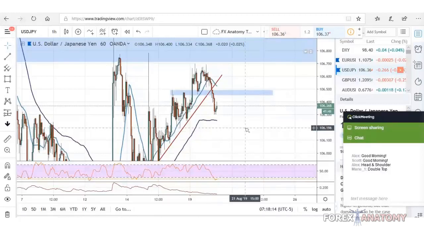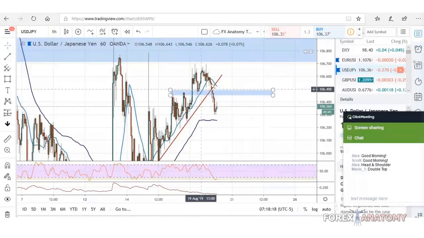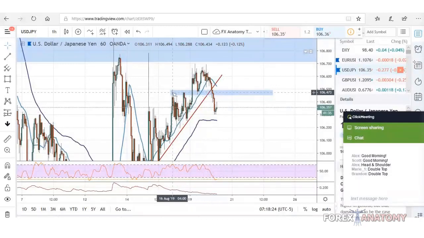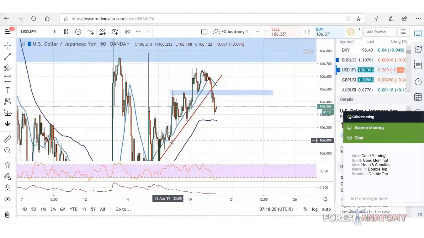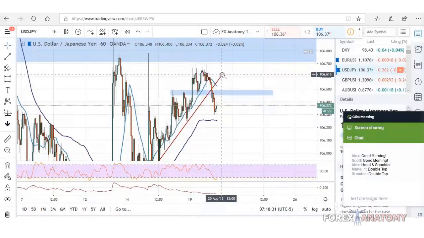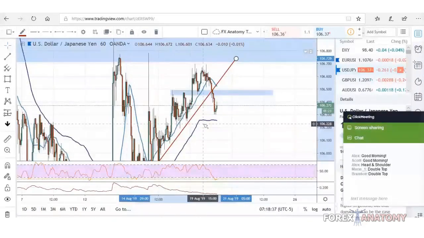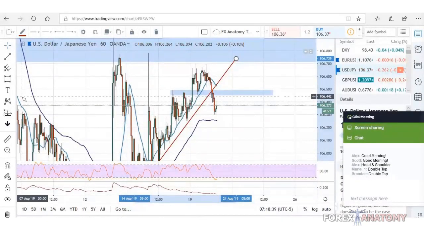Okay, so Marie chimed in. She said double top. Yep, and that's exactly what we see. We see a double top right here. Left top, right top. Price breaks this zone of structure support, which is the neckline, you could say, of this double top. It also breaks this ascending trend line support. So what we can assume now is that we should be looking for a selling opportunity on a pullback.